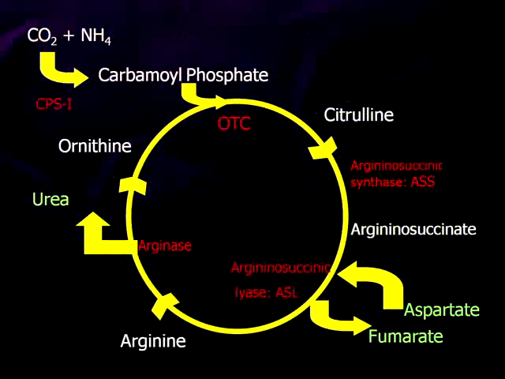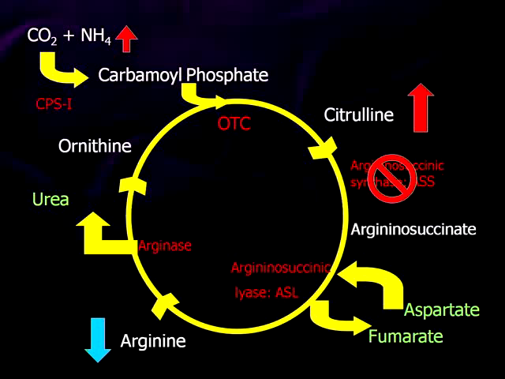So again, here's the arginosuccinic synthase. So everything behind is going to back up. Citrulline's going to go up. Ammonia's going to go up. Everything past that's going to go down. So arginine goes down. And that's citrullinemia.